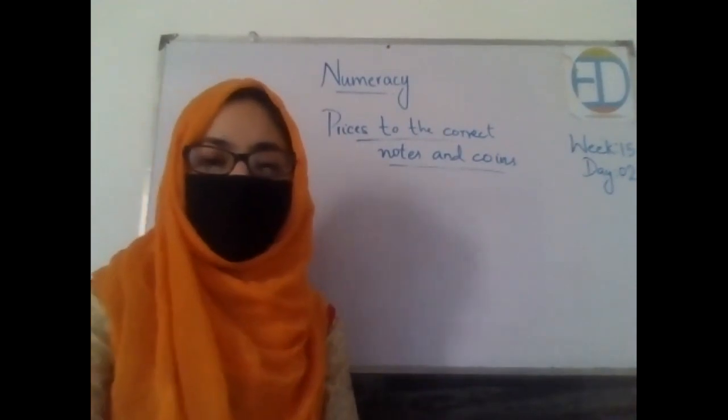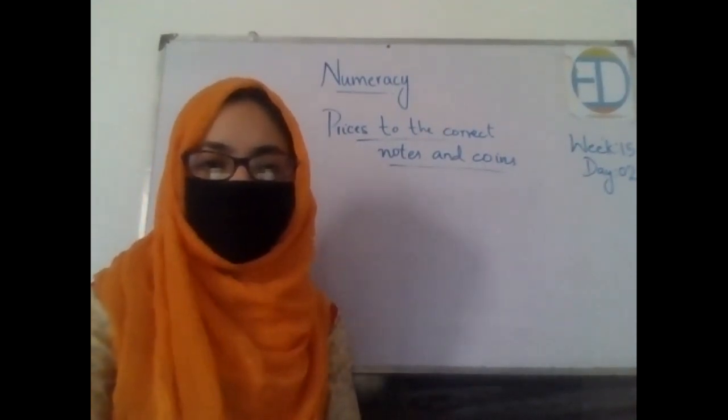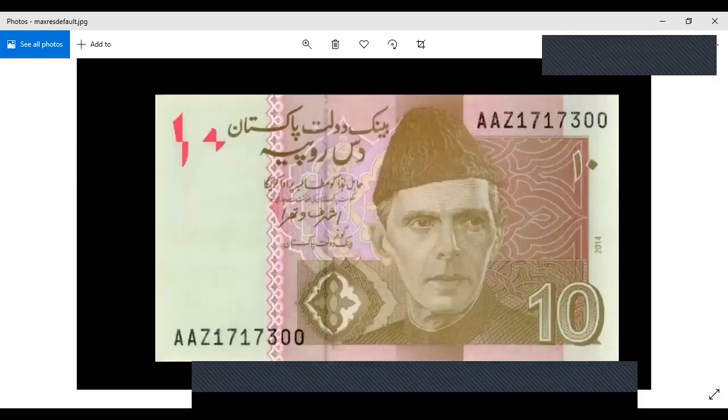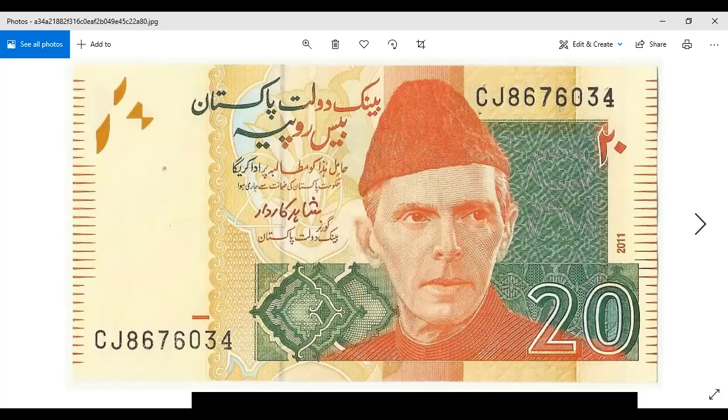Okay, so let's revise the notes as well. I'll be sharing the screen again with you and I'll show you the pictures of them. So let's have a look. Okay, is the screen visible? Great. So this is the picture of the 10 rupees note, right? The 10 rupees note looks like this from one side.